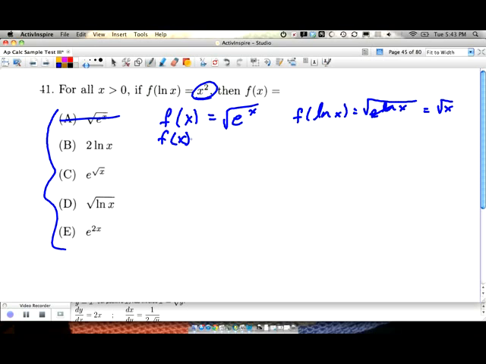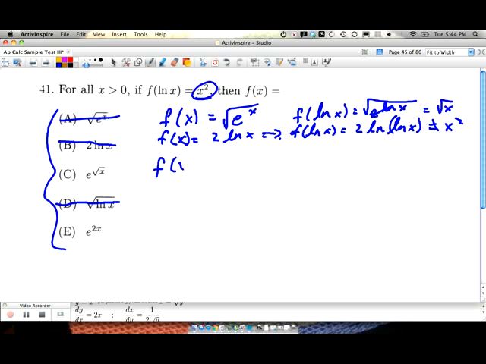If we say that f of x is equal to 2 times the natural log of x, then f of natural log of x is going to be equal to 2 times natural log of x. And this is not going to equal x squared. There's no way that'll work. We're not going to have that undo itself. It's probably going to be something with e. So I'm going to jump ahead and say it's probably not going to be d. Let's check c and e.